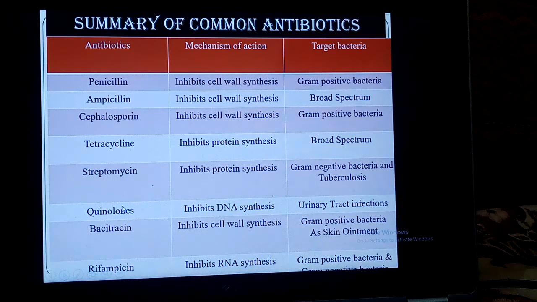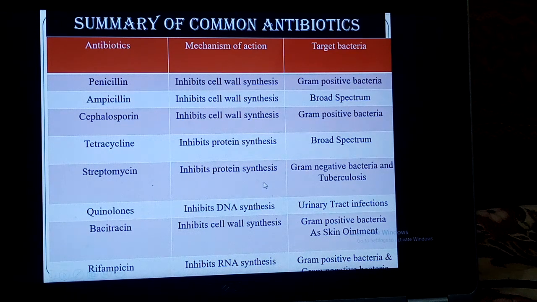Now look here, quinolones. Quinolone is also a group of antibiotics. Like ciprofloxacin, norfloxacin, gatifloxacin, these are fluoroquinolones. Here these are quinolones. So what can quinolones target? Especially they are responsible to inhibit DNA synthesis with the help of DNA polymerase enzyme. They are used in the treatment of urinary tract infections, UTIs.